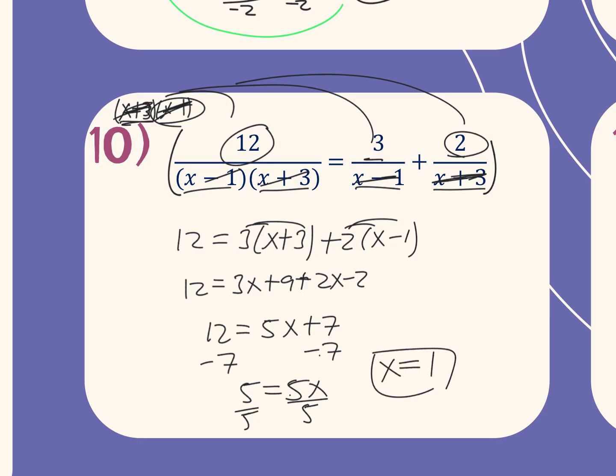Once again, when you plug this into any of the denominators, but again, it doesn't need to be all of them, just as it only takes once. And we can see that when we plug it into this one, I get 1 minus 1, which is 0. So this is a no solution.